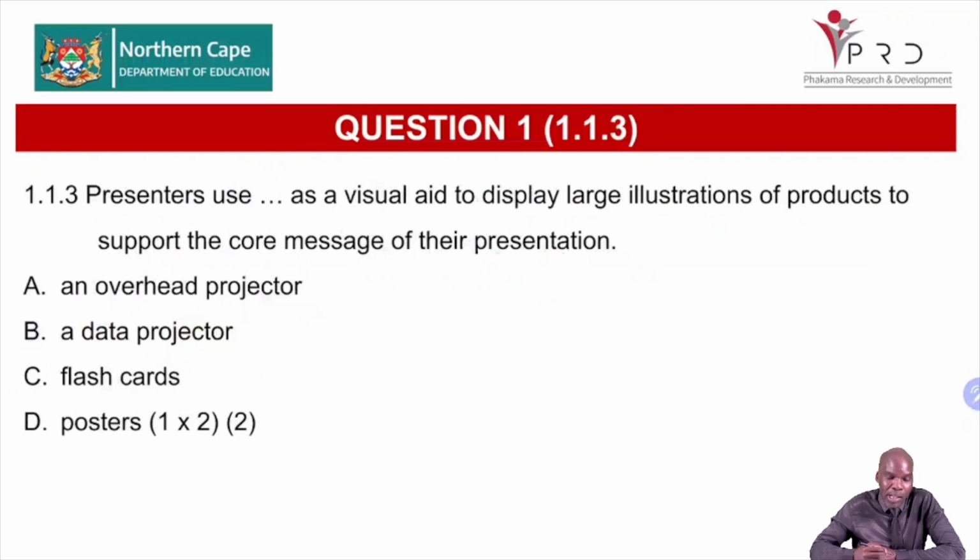Okay, let's move on to question 1.1.3. It says, presenters use dash as a visual aid to display large illustrations of products to support the core message of their presentation. What do presenters use as a visual aid to display large illustrations of products to support the core message of their presentation? Is it an overhead projector? Is it a data projector? Is it flashcards? Is it posters? Think through your question and pick the most appropriate response.